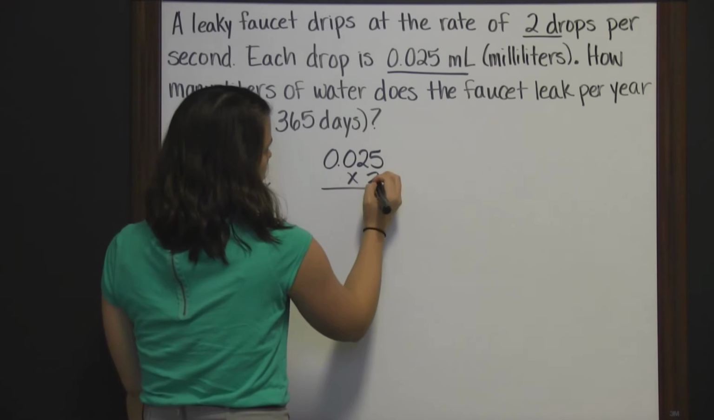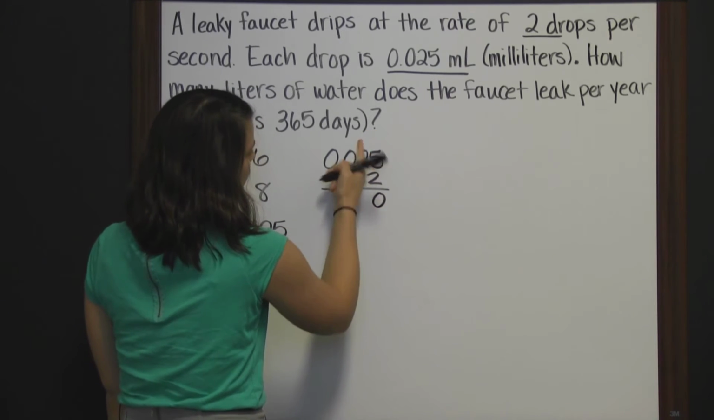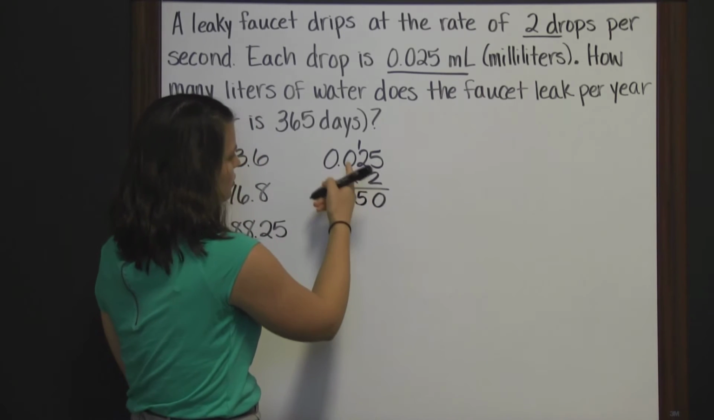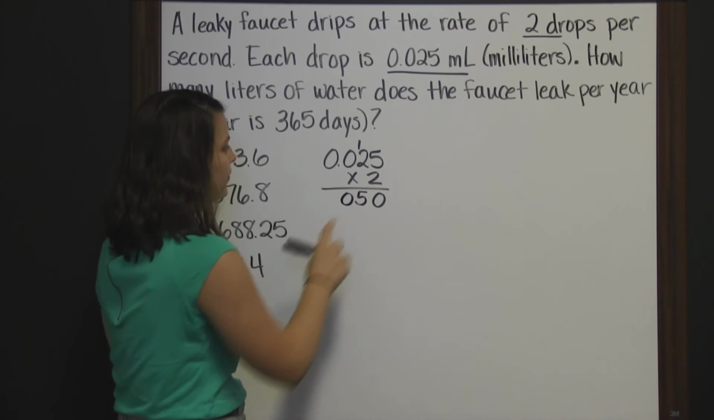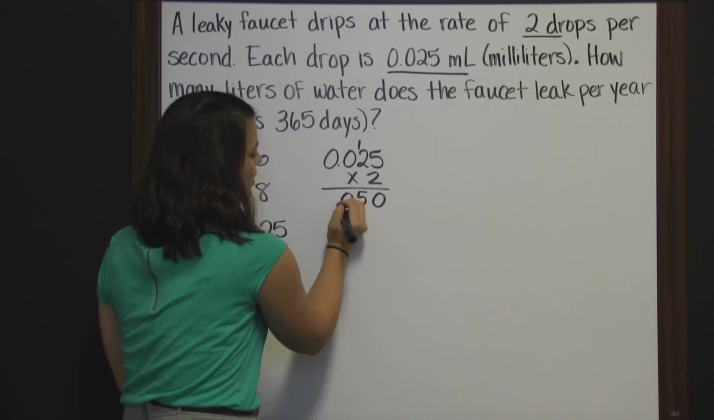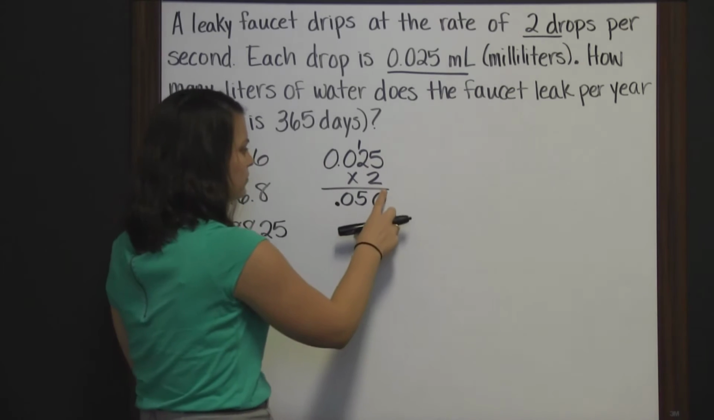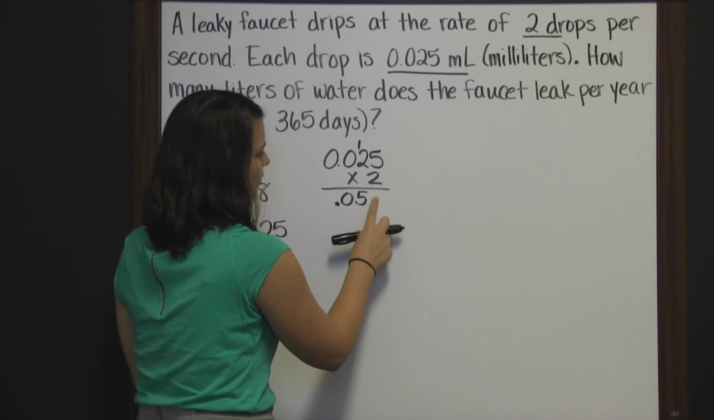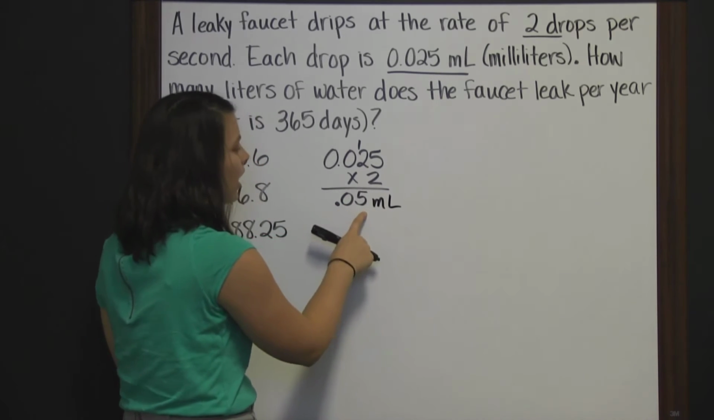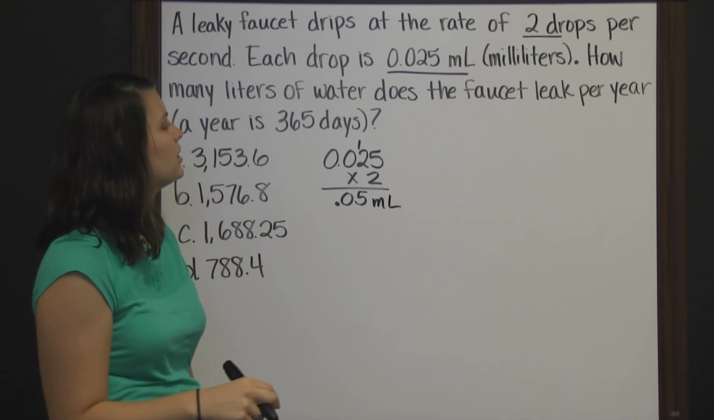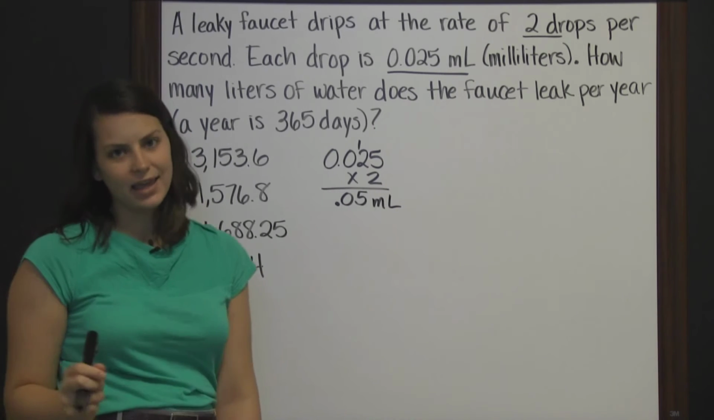I need to multiply 25 thousandths times 2. 2 times 5 is 10, carry the 1. 2 times 2 is 4, plus 1 is 5. 2 times 0 is 0, and 2 times 0 again would be 0. We have 3 numbers behind the decimal, so our answer should also have 3 numbers behind the decimal. Really, we can get rid of this 0, it's unnecessary. So it's 50 thousandths milliliters of water drips out each second.